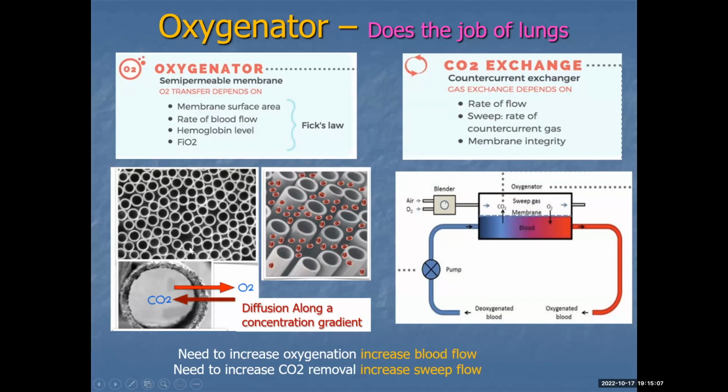If we realize from our monitoring that we haven't got enough oxygenation for the patient, we increase the blood flow, so we turn our flow up. I'm going to talk a bit more about flow later on. If we need to remove CO2, we can increase our sweep flow. So it's very much like having a ventilator on our machines.